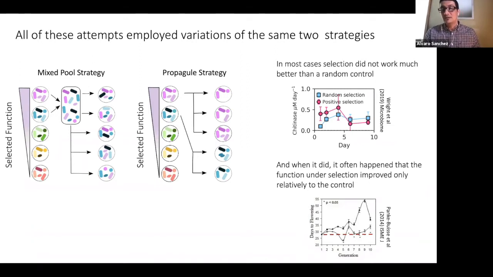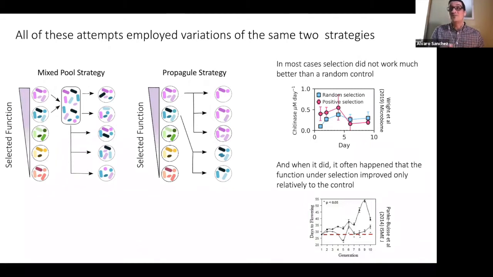Yeah, sure. So you explained the rationale behind the propagule strategy, and I think I agree with it and I understand it. What is the rationale for the mixed pool strategy? I'm confused, especially because if you're trying to select for a community as one unit, then why would you want to do this weird mixture thing? Right. I'm going to argue, and I'm going to explain later, I think it's a terrible idea for microbes.